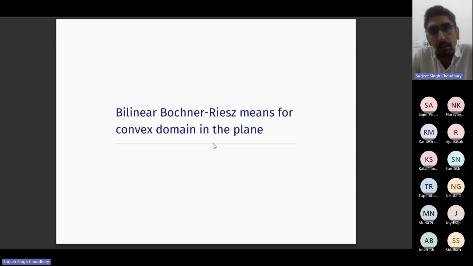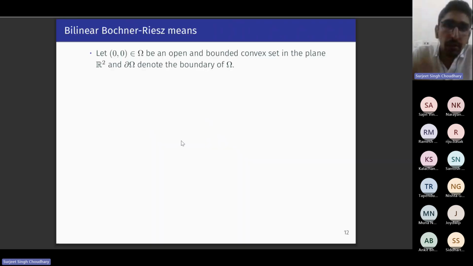So, as I discussed in the abstract, I'll be talking about the linear Bochner's operator associated with convex domains in the plane. First, let us see the Bochner's operator associated to a convex domain. How do we define the Bochner's operator? To define it, we need some notion of distance from the boundary. To define this distance, we use the Minkowski functional for the boundary. So let me define that first.